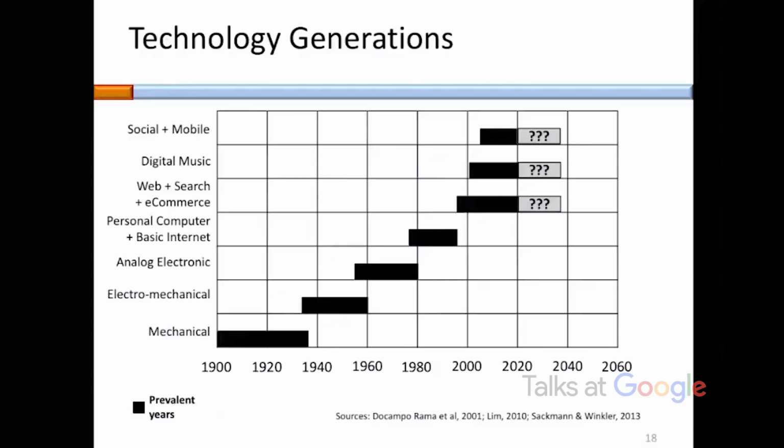This one shows the range of years in which certain kinds of technology were dominant. So we call this technology generations. So we can see that 1900 to the late 30s was the mechanical era. Equipment was mechanical. And from the late 30s to 1960 was the electromechanical era. I remember as a child, Hoover vacuum cleaners and things like that, things that were partly electrical and partly mechanical.